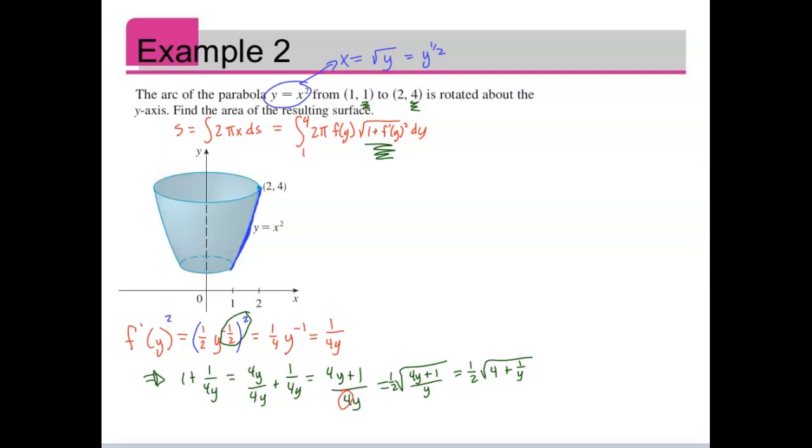Okay, so let's look up here. This goes back to equaling the integral from 1 to 4 of f of y, which we decided, oh, I'm sorry, I almost did it again, Alex. 2 pi times f of y, which is root y, times 1/2 times the square root of 4 plus 1/y.